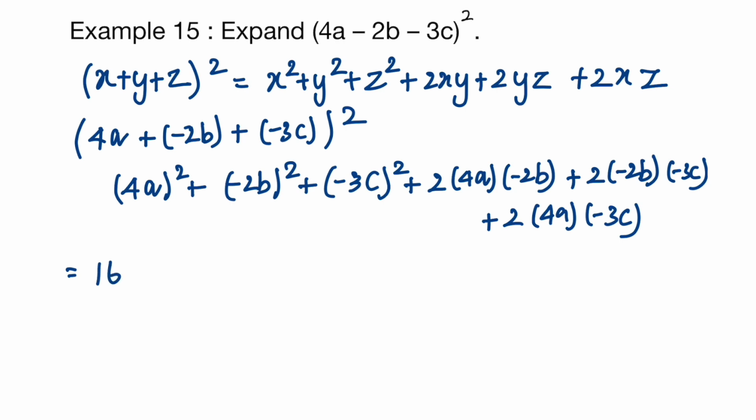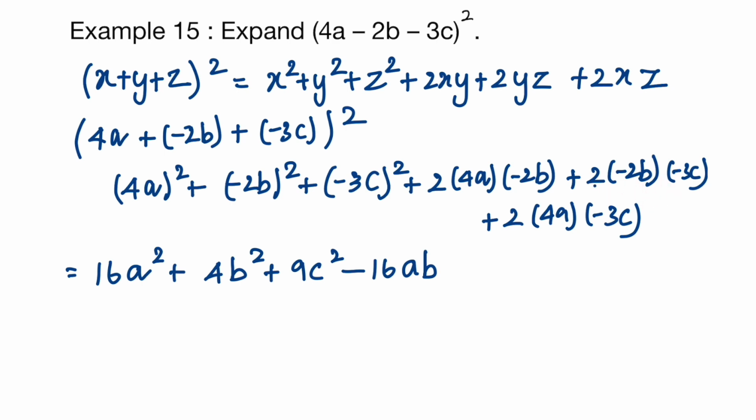So 4a the whole squared is 16a squared, plus minus 2b the whole squared. When a negative number is being squared, it comes out to be a positive number, right? So it becomes 4b squared, and again minus 3c the whole squared. Again it's a negative number, but on squaring it becomes positive. So it's going to be 9c squared, and in this term we have 2, 4 and minus 2. 2 into 4 is 8, 8 into minus 2 is minus 16. So it's minus 16ab. And then in the next term we have two negative signs, so that becomes positive.